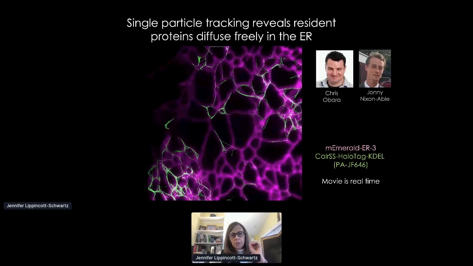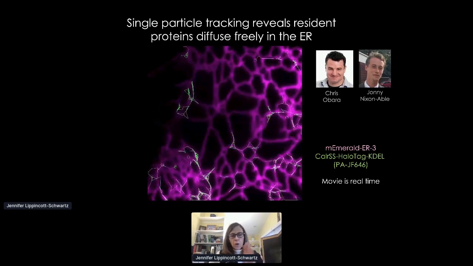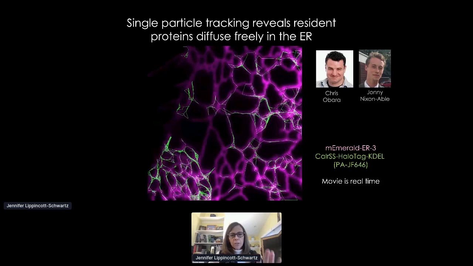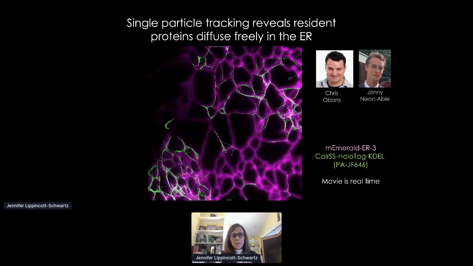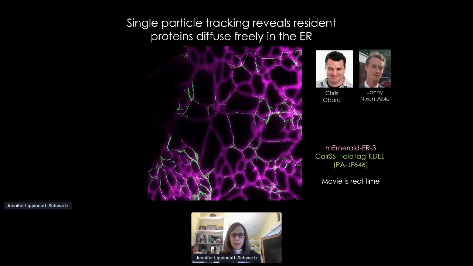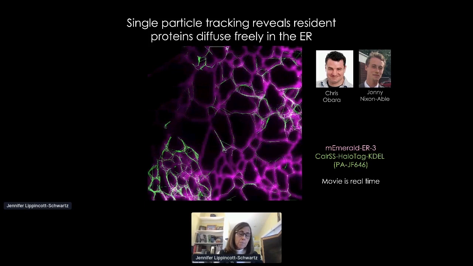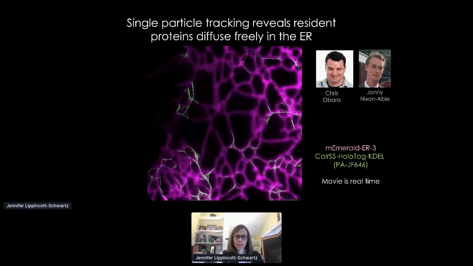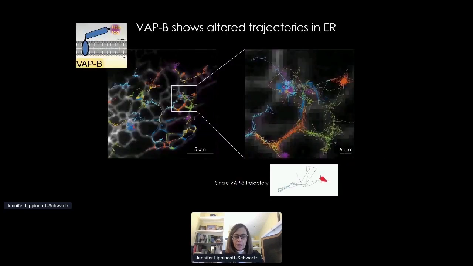Key for this analysis is us also introducing as a background an ER resident protein so that we can see the ER in the context of these motions. And so what you're seeing here is just free diffusion of these molecules throughout the ER. They're not undergoing any type of flow that we can see, and they're not being retained in any fashion. Now, that was really the behavior of calreticulin, which is very different from what we found for VAP-B.